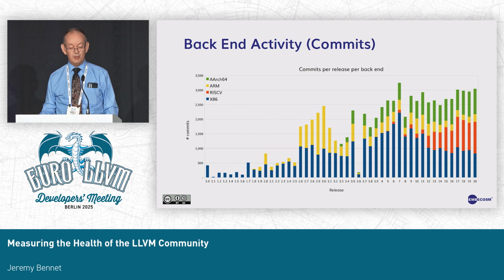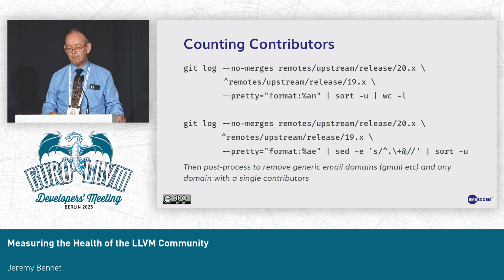And we can do the same at the back end, and so you can see x86 obviously all along, then along comes the 32-bit ARM, and then 64-bit ARM, and then in the last few years RISC-V coming in, and the total activity in RISC-V and ARM looks to be about the same. So we can see how different projects are going.